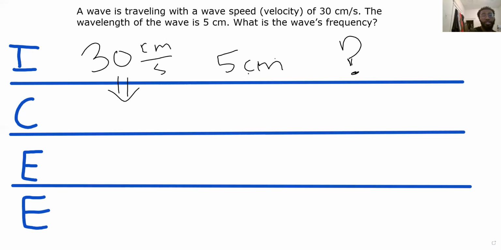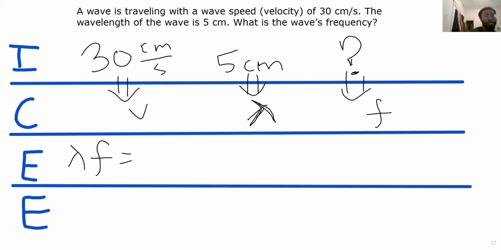Categorize, we need to match these measurements up with their symbols. So 30 centimeters per second, that's the wave speed or velocity. 5 centimeters, they told us in the problem, that's the wavelength. All right. And then the question mark, we're looking for the frequency. So let's go ahead and write the equation in our equate step. So wavelength times frequency equals velocity.